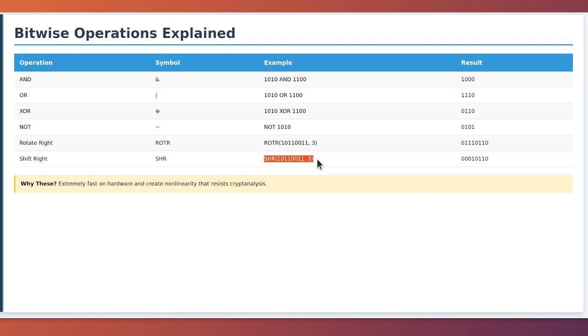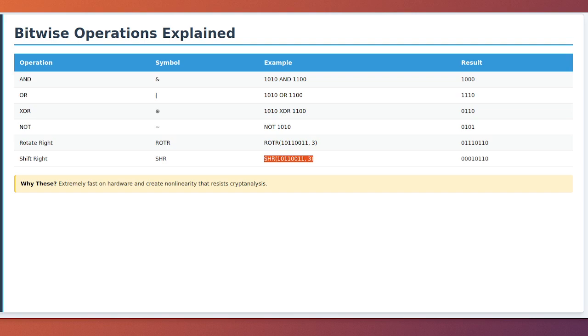Why use these operations? First, they are extremely fast on computer hardware. Modern CPUs can perform billions of these operations per second. Second, they create nonlinearity in the algorithm. Simple operations like addition are linear and potentially vulnerable to mathematical attacks. XOR and the other bitwise operations create complex relationships between input and output that resist analysis. Third, they provide diffusion. Changing one input bit affects many output bits in unpredictable ways.